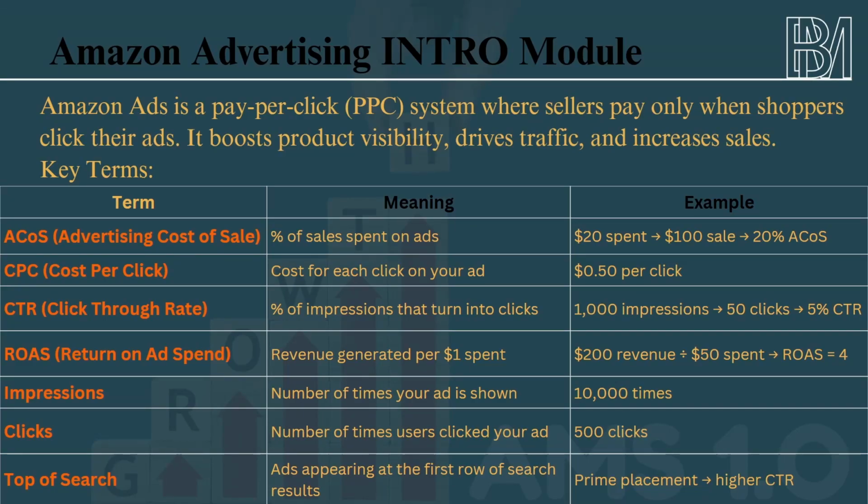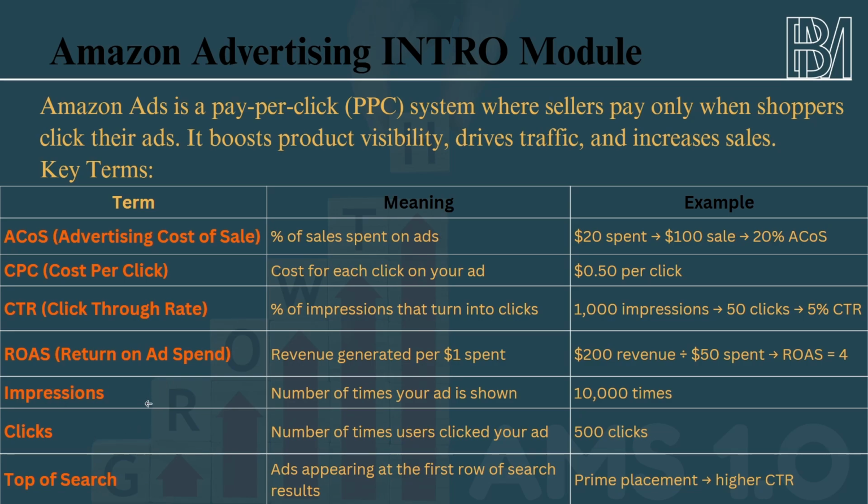Now we will see all the key terms that we will be using in Amazon advertising, while understanding all the things that will be there in the Amazon campaigns and PPC structure. So the first thing that we will be understanding is impressions. So what do impressions mean?